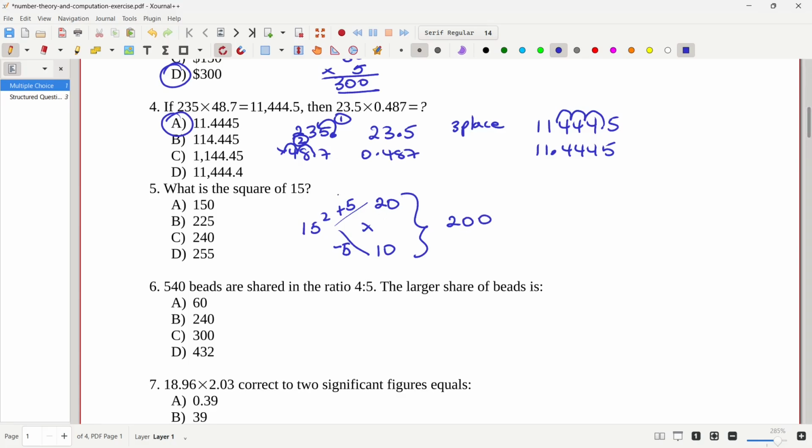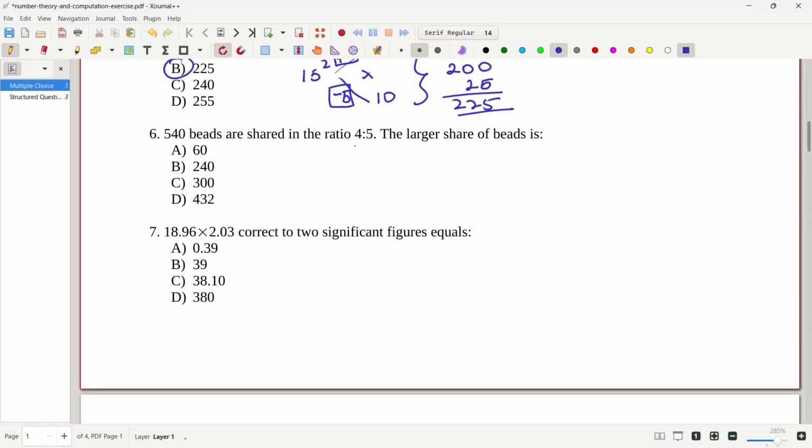The next thing I have to do is take this number here, which is the 5, and square it. 5 squared is 25. The answer is 225. And it goes very fast once you get a hang of this process. So the answer here is B.